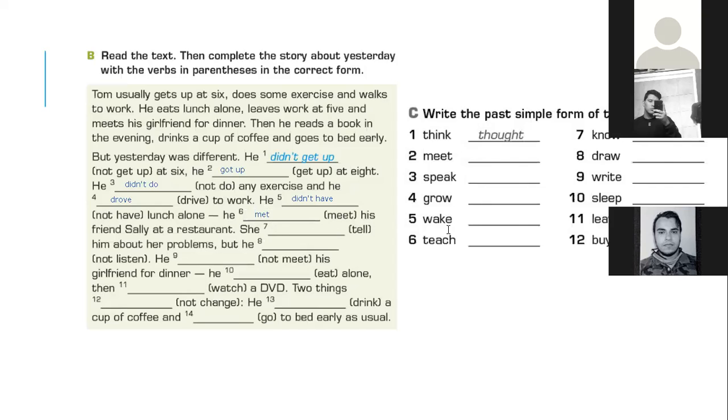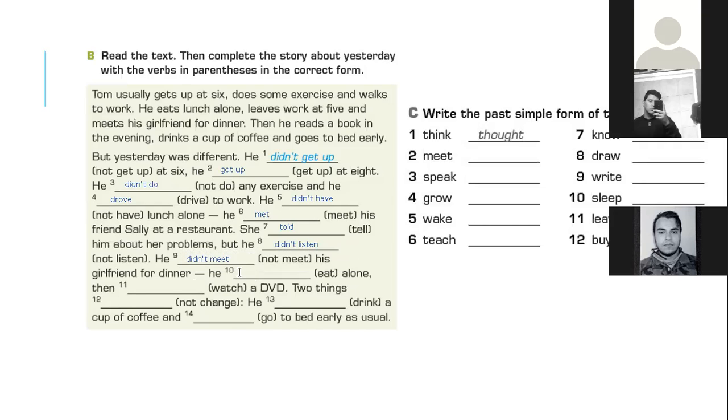She, past tense of tell, told, huh? She told him about her problems, but he didn't listen. Didn't listen, very good. He didn't meet, very good. He didn't meet his girlfriend for dinner.